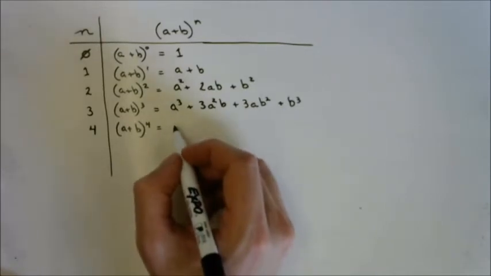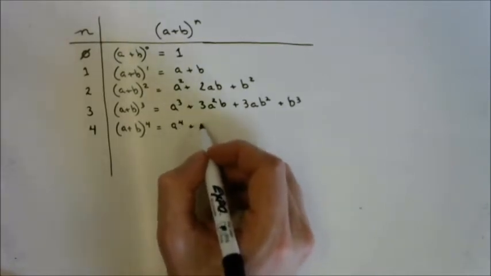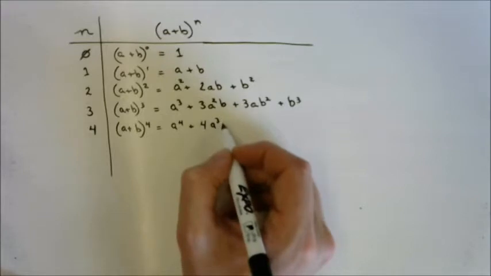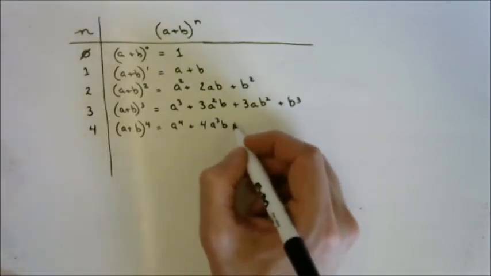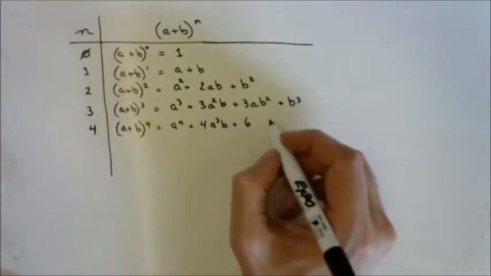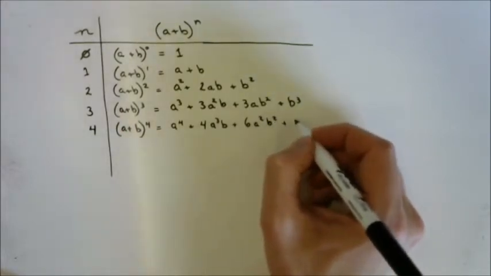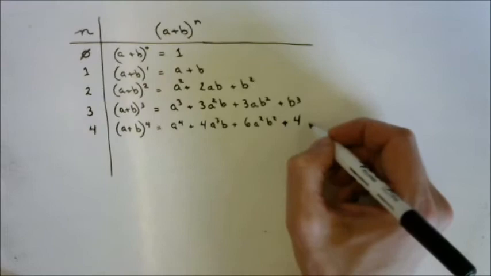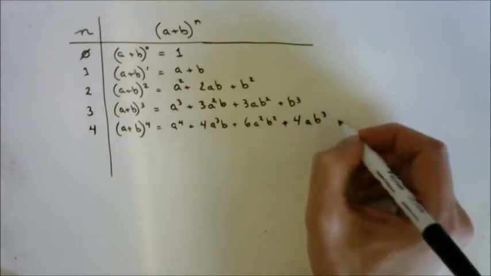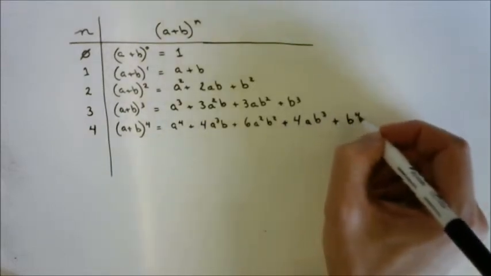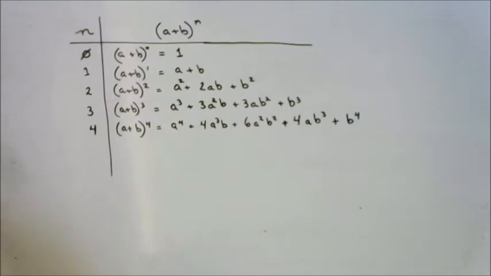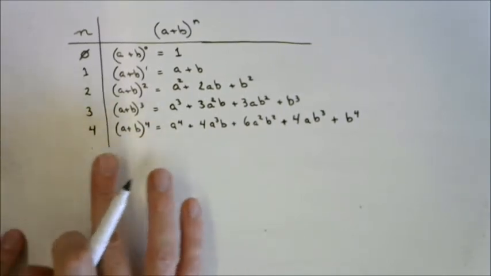We've got a to the power of 4 plus 4a cubed b plus 6a squared b squared plus 4ab cubed plus b to the power of 4. We'll stop there. And we'll just make a note.